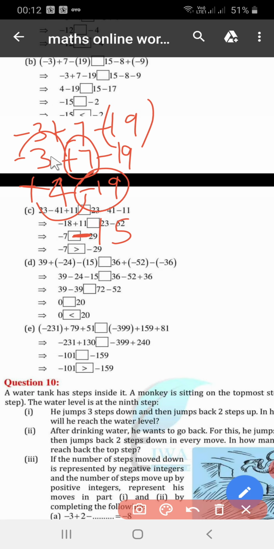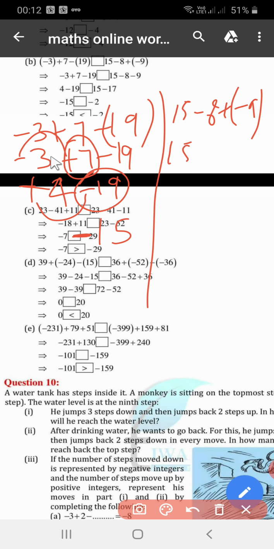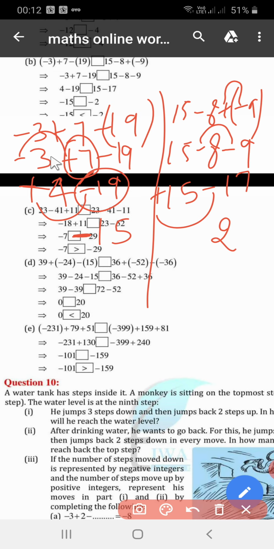Similarly, the right hand side, you see 15 minus 8 plus minus 9. 15 minus 8, see plus minus 9. 15, see here minus plus 8 and 9, what will be? 17. Now see plus minus 17 minus 15, what will you get? 2 with a negative sign, because 17 is the bigger digit, it is negative, so negative sign.